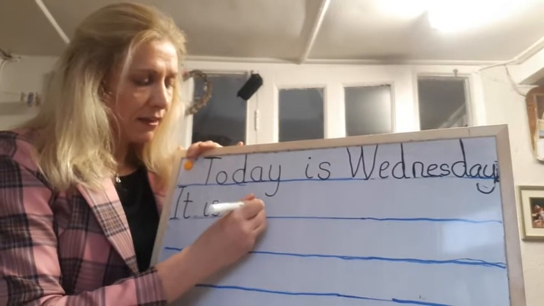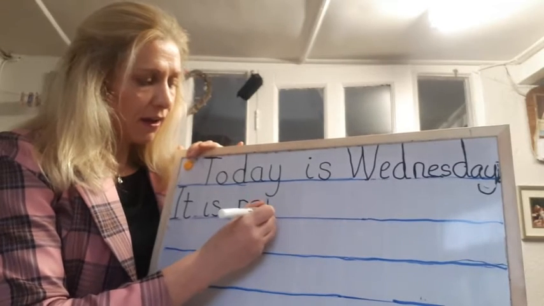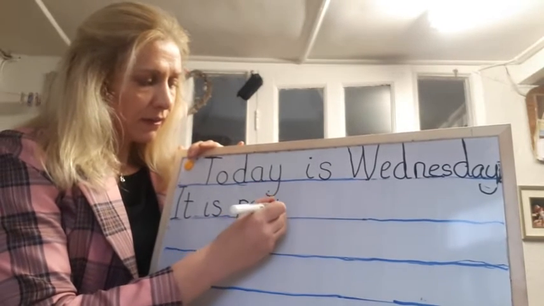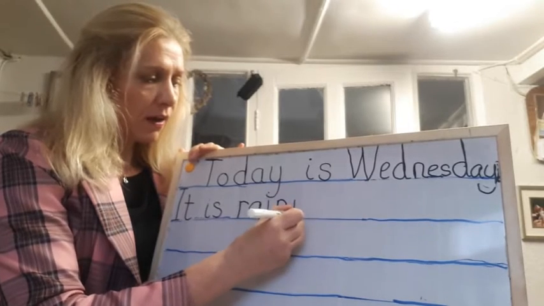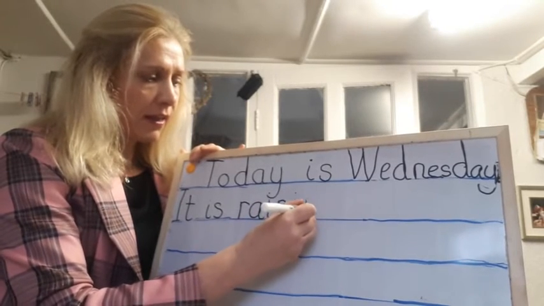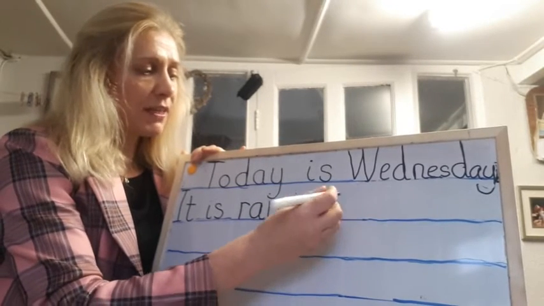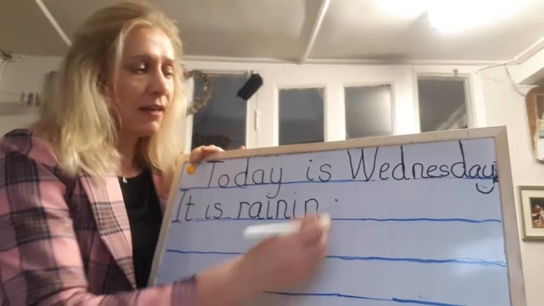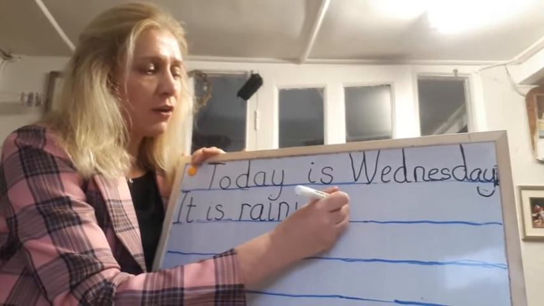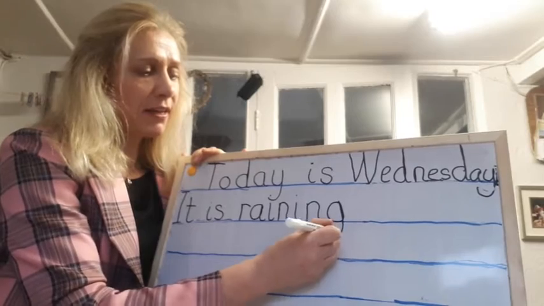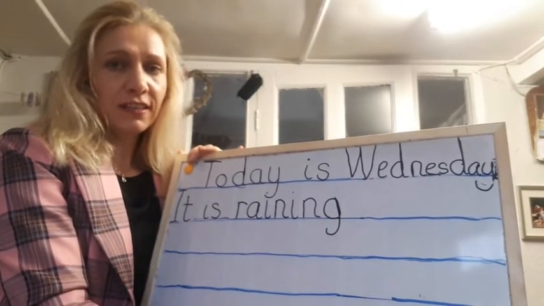A, raining. I, N, I, N. And then my G, look at my G. My G starts in the middle. I go round the glasses, sits on the line, go up and down and give it a little tail. Your G sits on the line.